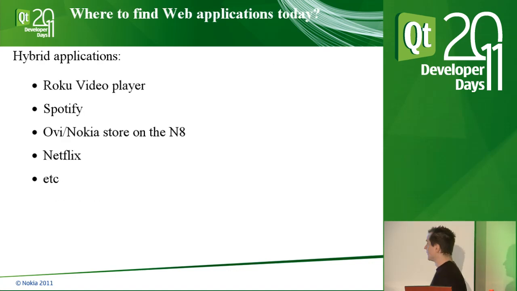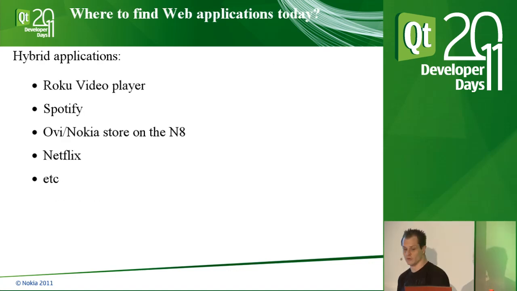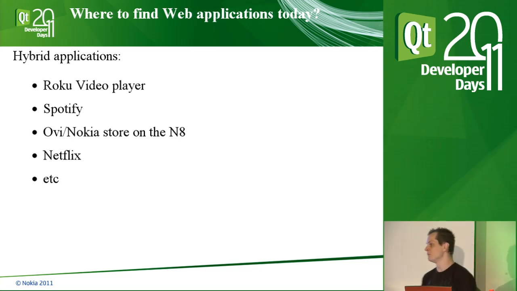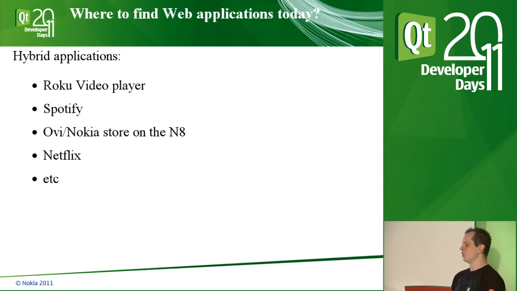So how do you find a web application today? For instance, Roku video player, Spotify is one of them. It's a hybrid app where half the content is online, and then you get your client on your computer, and it uses your computer to actually play music, but gets the content from online, streamed from online. So those are web apps basically, because half their user interface is HTML, but they also are applications because they use stuff on your computer.